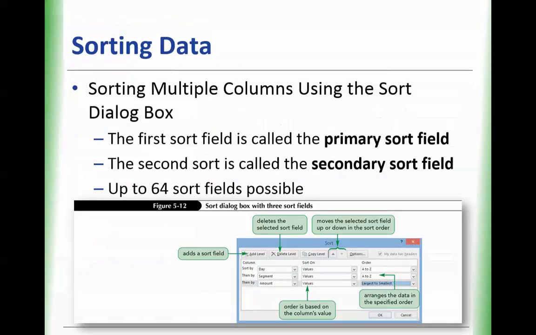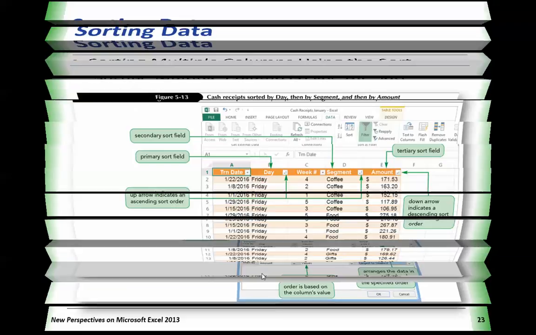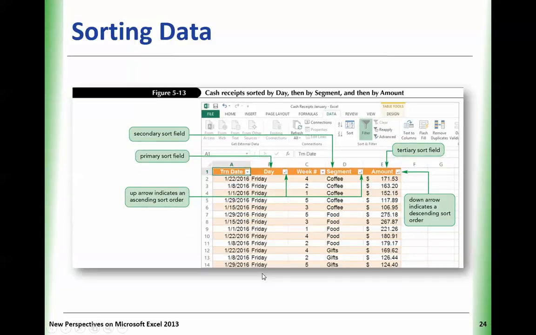On the sort fields, remember that they go in order. It starts with your primary, then goes to the secondary, and then goes to whatever you've listed below that. So make sure you have them in the correct order when you're sorting. Here we have a primary sort field, a secondary sort field, and a tertiary sort field. You can sort by multiple levels here. You can see I sorted by training date, then by segment, then by amount.